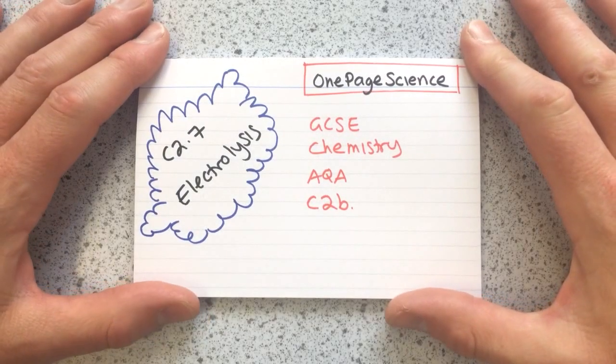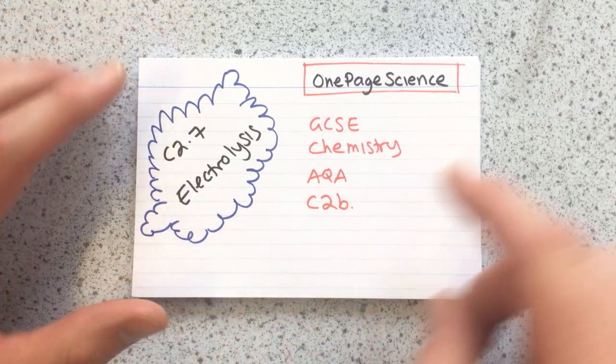Okay, so this is the last set of revision cards for the C2 topic, so it's C2.7 Electrolysis.